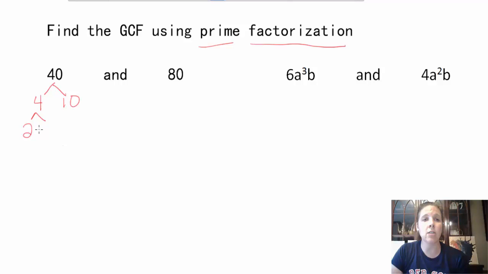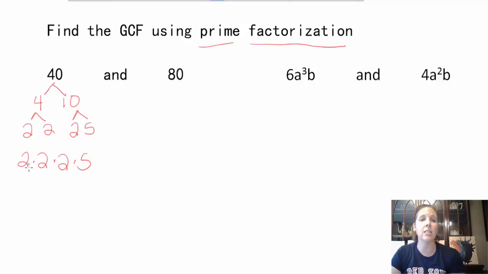4 breaks down to 2 and 2. 10 breaks down to 2 and 5. So we have 2 times 2 times 2 times 5. On these, it's just better to leave it without the exponent. Okay, and I'll show you why in a minute.